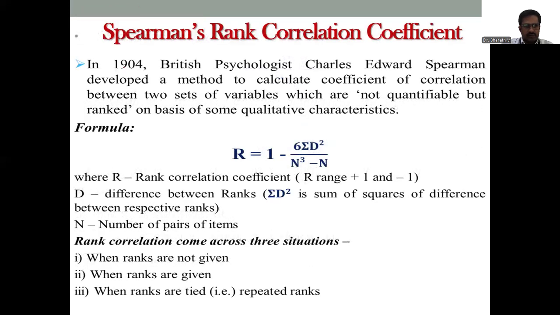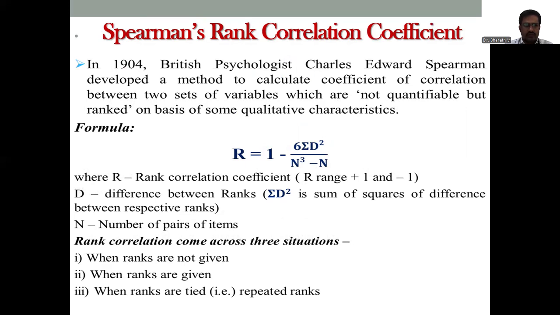When it comes to Spearman rank correlation, this method was given by the British psychologist Charles Edward Spearman in 1904. It is a method to calculate the coefficient of correlation between two sets of variables which are not quantifiable but ranked.